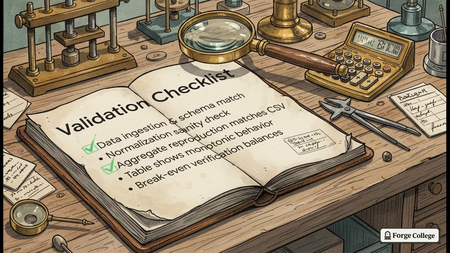Number 3, aggregate reproduction. The scenario averages in your model must match a raw SQL query of your CSV. Number 4, monotonic behavior. Basically, if you increase the price of gas, the total cost shouldn't magically go down. And number 5, substitute your break-even number back into the model and make sure the totals equal out perfectly. You can only save your file as baseline validated once all 5 of these pass.